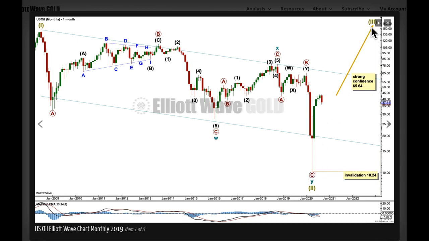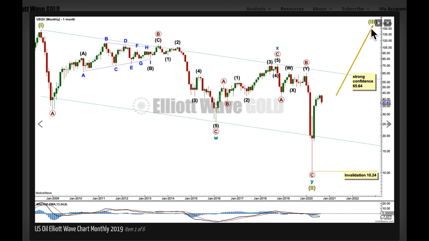The third wave must move beyond the end of the first wave, and it has to move far enough beyond the end of the first wave to allow room for a subsequent fourth wave to unfold and remain above first wave price territory. The third wave may only subdivide as an impulse.